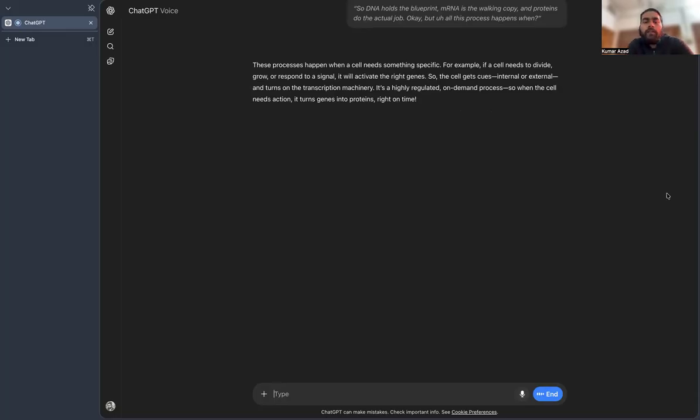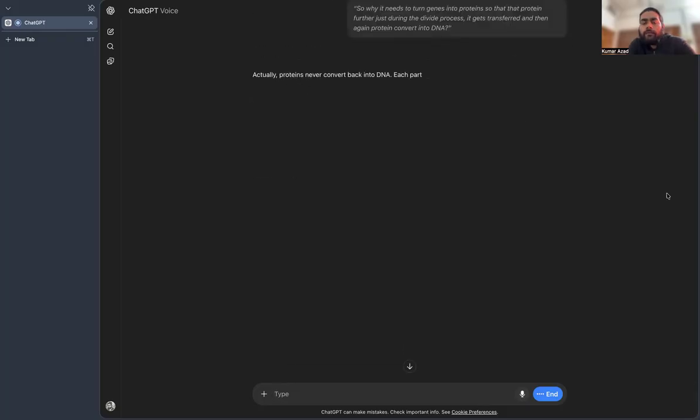So, why does it need to turn genes into protein, so that during the divide process that protein gets transferred and then again the protein converts into DNA? Actually, proteins never convert back into DNA. Each part has its own role.